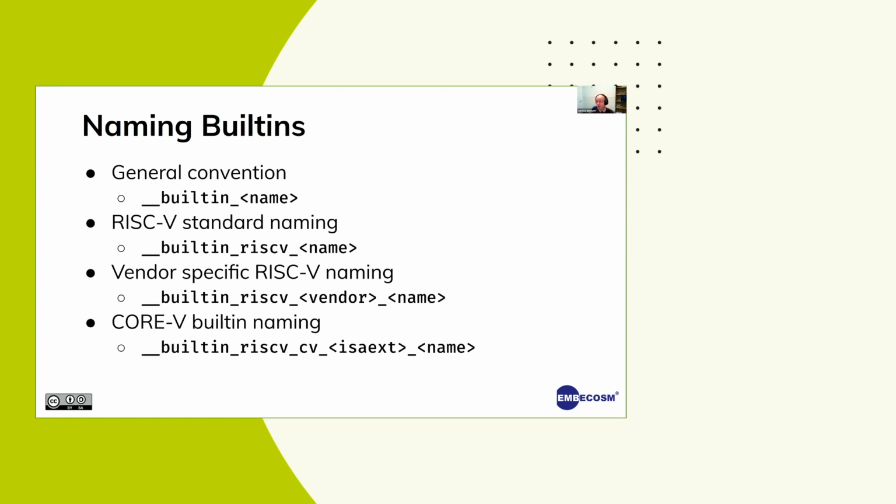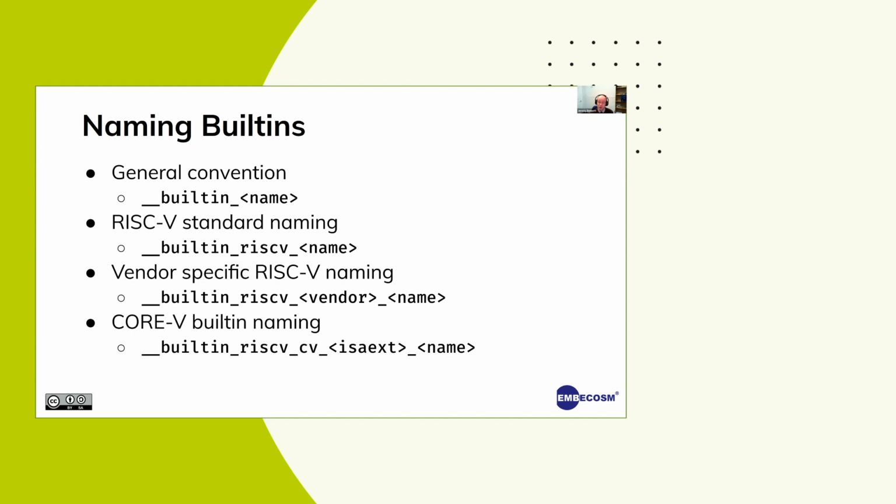RISC-V has the concept that not everything's done by RISC-V International. Vendors can add their own extensions. So you have a convention for vendor-specific RISC-V naming. We don't have that yet in GCC, but in LLVM, you'll see a number of built-ins that are __builtin_riscv_th_. And those are a number of built-ins defined and contributed by Alibaba's T-Head processor division. Okay, so you have a vendor and then a name.